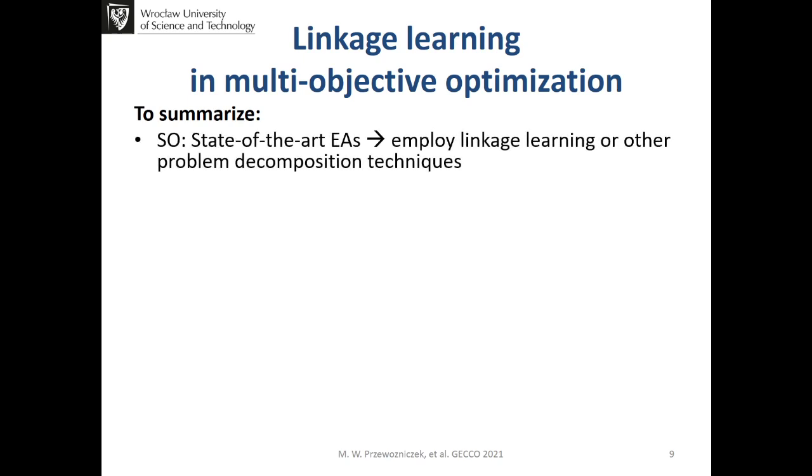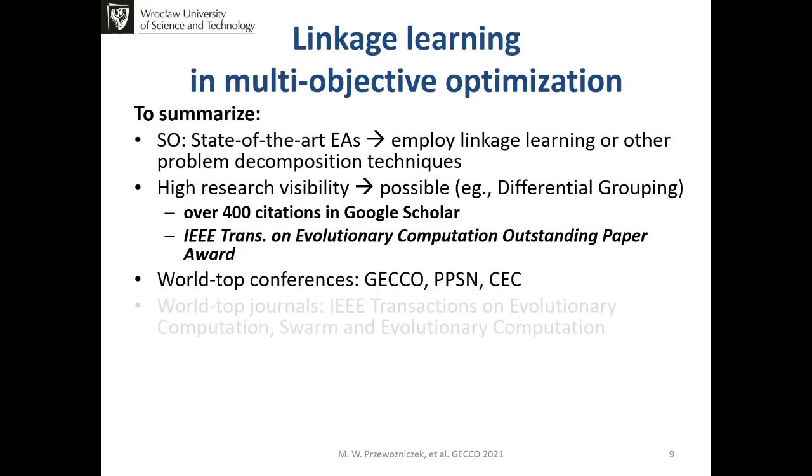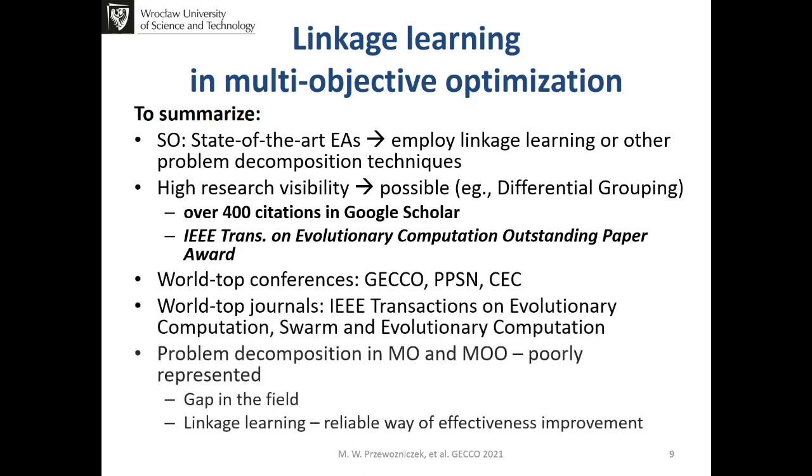So, to summarize, many state-of-the-art EAs employ linkage learning or other problem decomposition techniques. You may get high research visibility with this kind of research, and many of these methods are published at the world's top conferences, like the conference here, or in the world's top journals. Problem decomposition in multi-objective and many-objective optimization, however, is actually poorly represented. So it's a huge gap in the field, and linkage learning seems a reliable way of improving effectiveness.